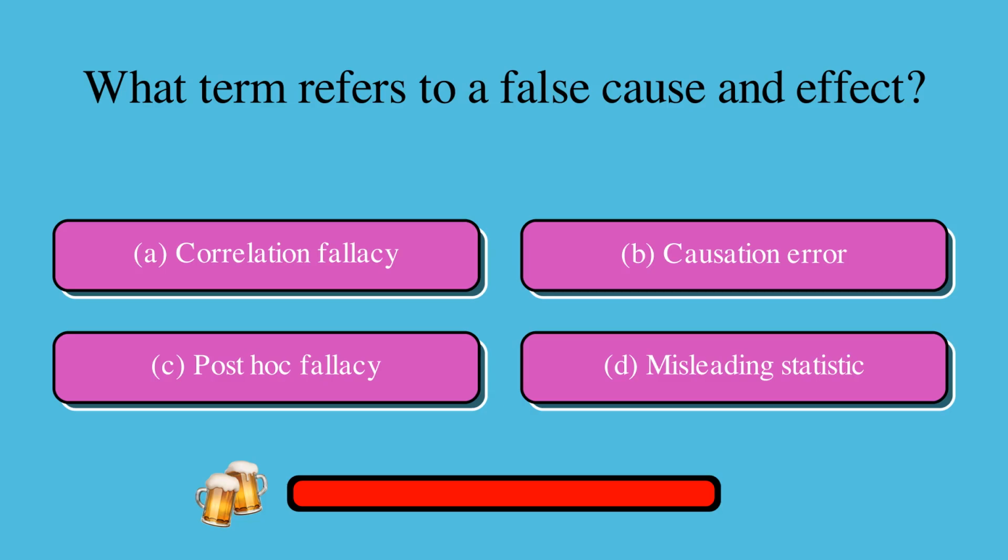What term refers to a false cause and effect? Is it A, correlation fallacy, B, causation error, C, post hoc fallacy, or D, misleading statistic? The correct answer is C, post hoc fallacy.